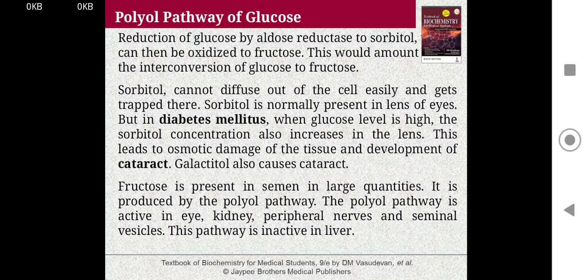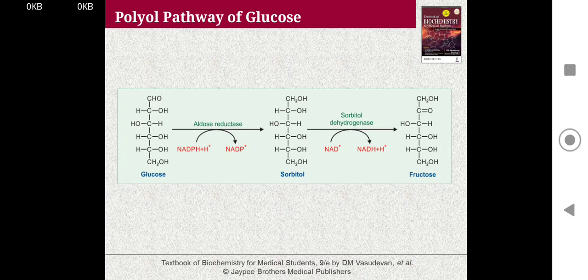Fructose is also present in semen in large quantities. It is produced by polyol pathway. The polyol pathway also operates in eye, kidney, peripheral nerves, and seminal vesicles. This pathway is inactive in liver. Here glucose with the help of enzyme aldose reductase is converted into sorbitol, which is then with the help of sorbitol dehydrogenase converted into fructose.